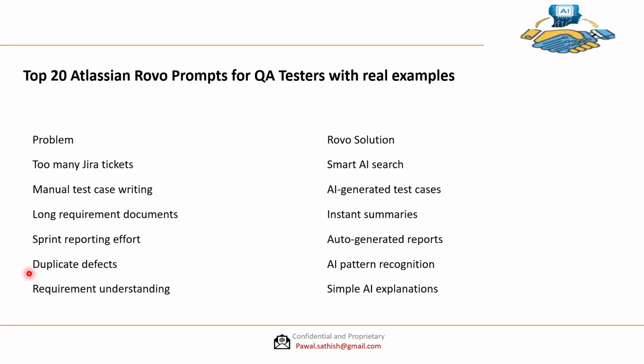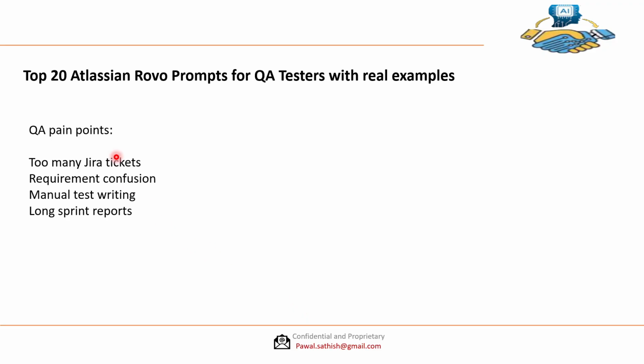If there are duplicate defects, using AI pattern detection Rovo will identify the defects and give us the whole list. In the same way, if we have trouble understanding requirements, using simple AI explanation it will give either a summary or explain it in a simple way. Today we'll see how to give the prompt to Rovo in Jira. But before that, first we'll understand the QA pain points.